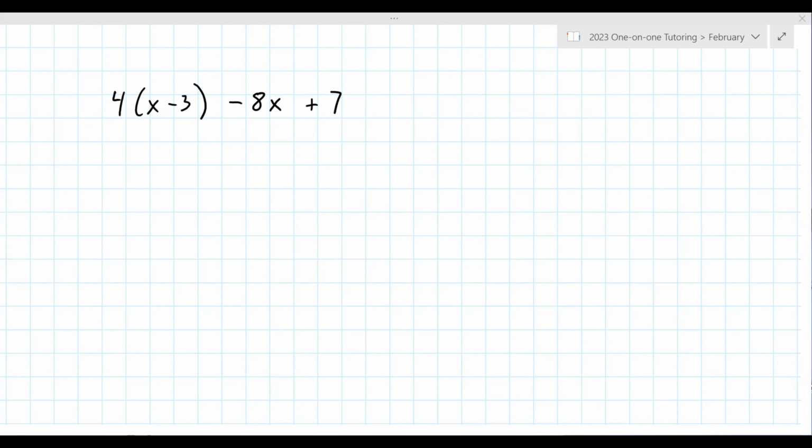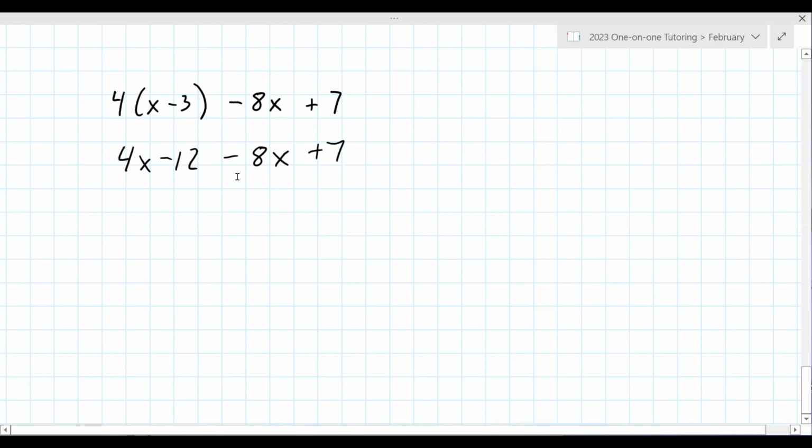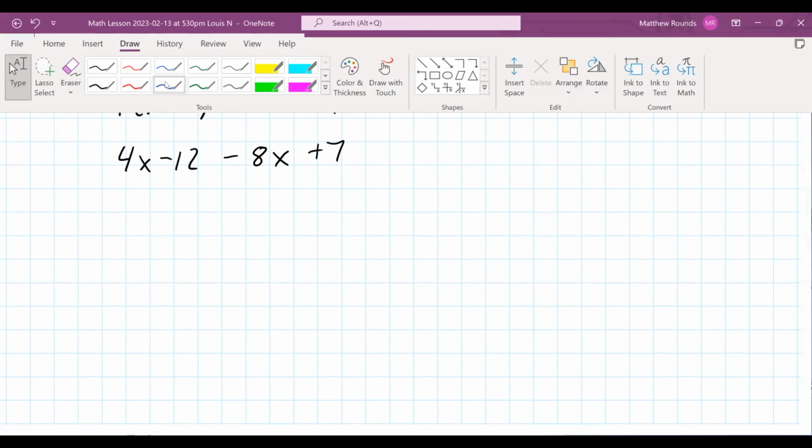Okay. 8x plus 7, and then you've got 4x minus negative 12x. Are you giving me your final answer? 4x minus 12. That's right. And then just bring the other stuff down. Now this one's a little different because they're not next to each other. But you can always do something like this.